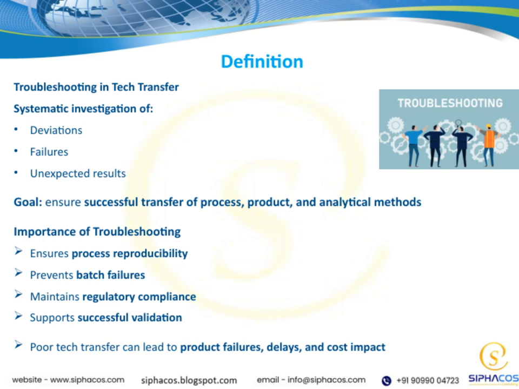Troubleshooting is crucial because it helps ensure that the process remains reproducible, meaning we can consistently produce the same quality product. It also prevents batch failures, which can be costly and time-consuming. Additionally, effective troubleshooting supports maintaining regulatory compliance, ensuring that everything meets the necessary standards and guidelines. Most importantly, it plays a vital role in successful validation, confirming that the transfer process works reliably and effectively.